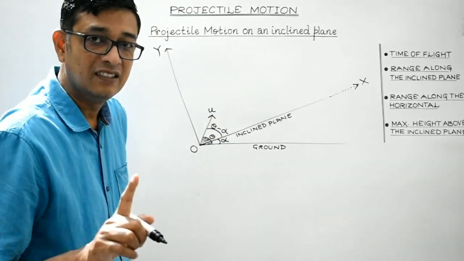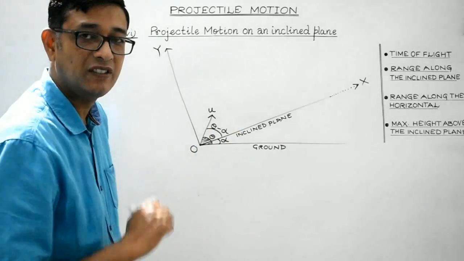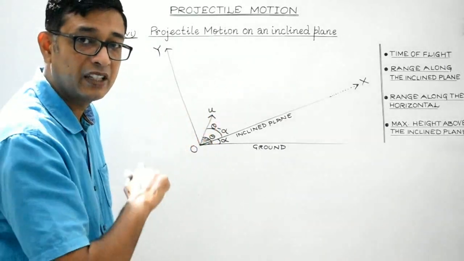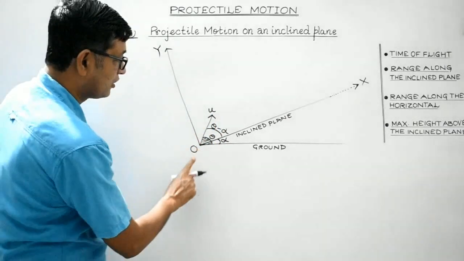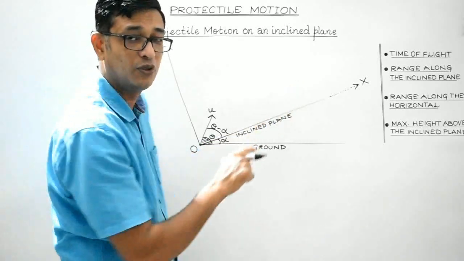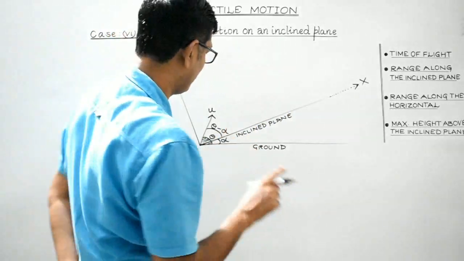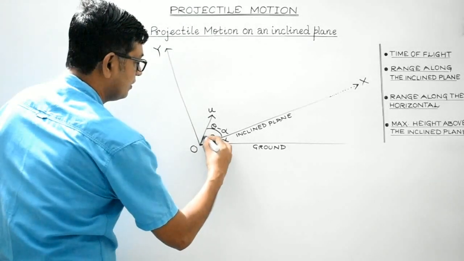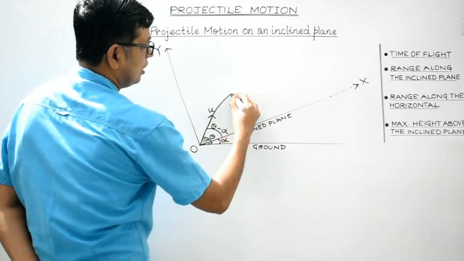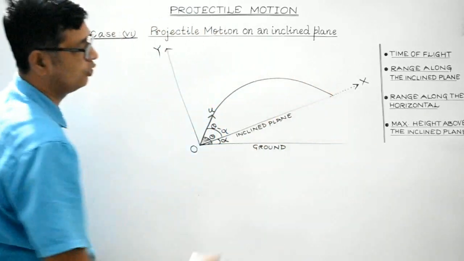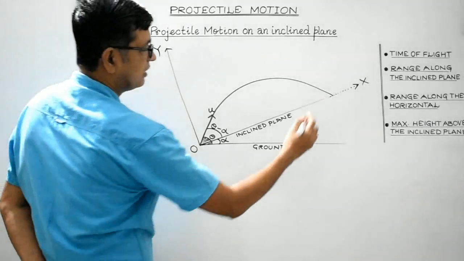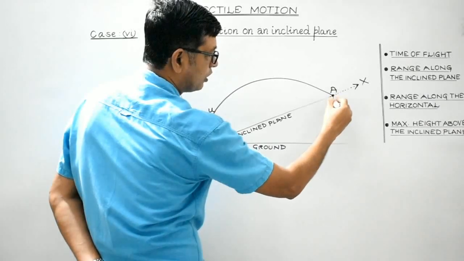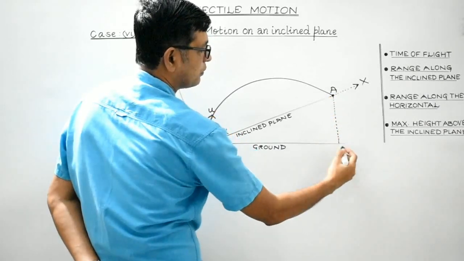Look, alpha is the angle which the inclined plane makes with the horizontal. Theta is the angle which the direction of motion of the projectile makes with the horizontal. So the angle which the velocity vector of the projectile makes with the inclined plane would obviously be theta minus alpha, as is evident from this diagram. The projectile will follow a parabolic path like this. It will strike the inclined plane, say at point A. And if you draw a perpendicular over here, say this is point B.